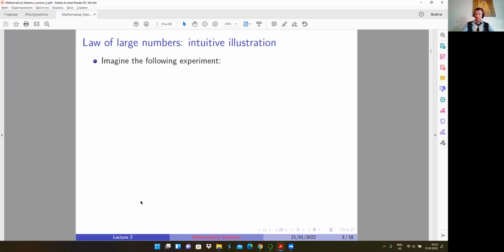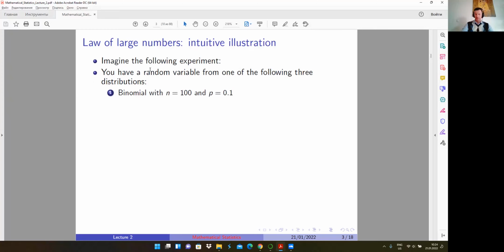So let's look at some illustrations. Today I decided to produce some illustrations for you just to understand the concepts of what's going on. So imagine the following experiment. We have a random variable from one of the following three distributions. I just took three distributions and produced random samples from them. One distribution is binomial with 100 repetitions and probability of success 0.1.